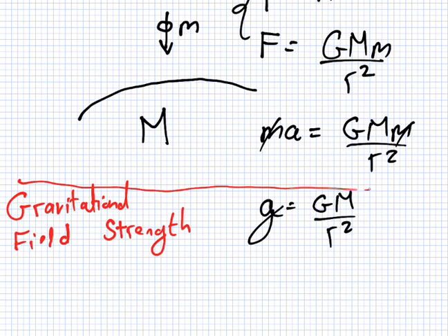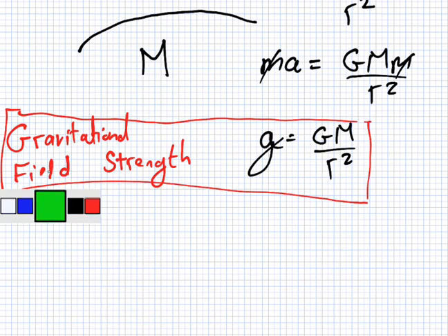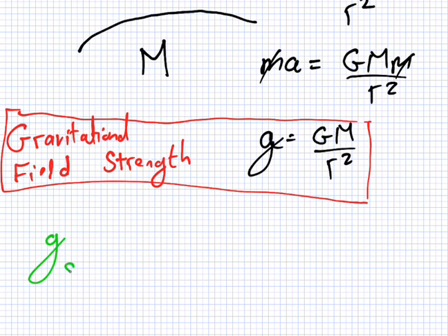You know what the value is on Earth, don't you? 9.8. We don't use meters per second squared when we're calling it gravitational field strength. So on the surface of the Earth, it's 9.81, and it's not meters per second squared.